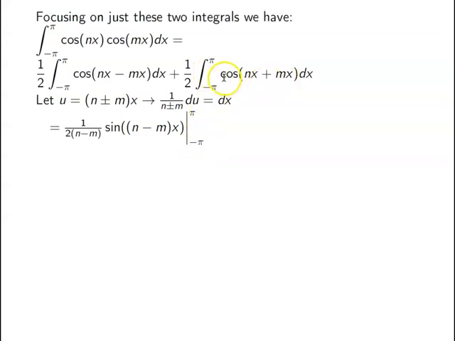For this next one, it'll be the same thing, 1/2, but it'll be not plus or minus, this one is plus. So we have 1 over 2 times n plus m, sine of n plus m times x, evaluated at pi and negative pi. So this is going to give us 0 for both, because sine at any constant multiple of pi is 0. So 0 minus 0, 0 minus 0, all of this just goes away. So that's our first one.